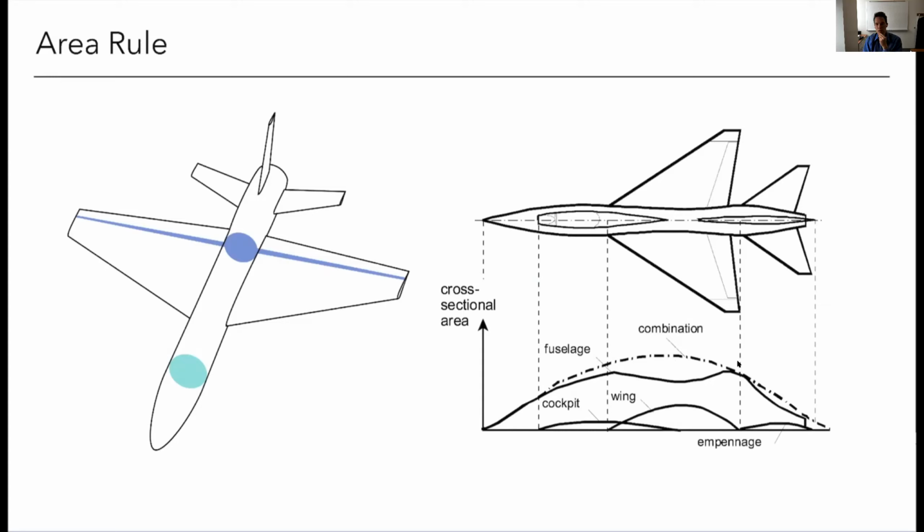Often, with some of the older aircraft, you'll see this Coke bottling effect, where because there's an increase in area of the wing, they decrease some of the area in the fuselage to compensate, so you get this smoother area distribution.